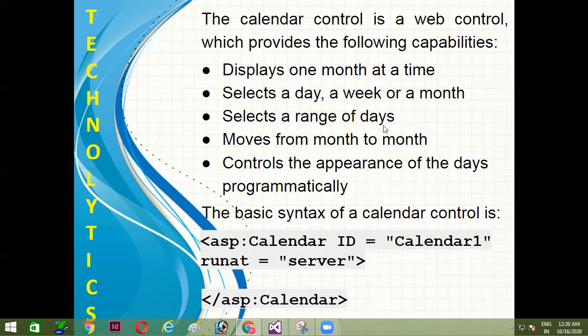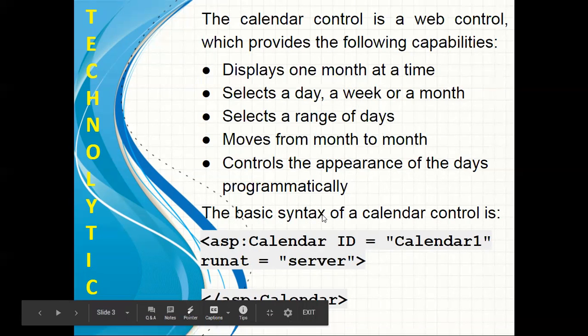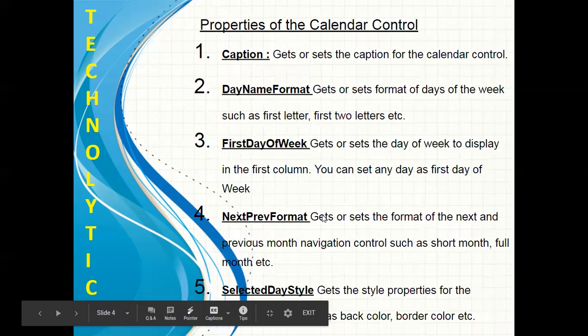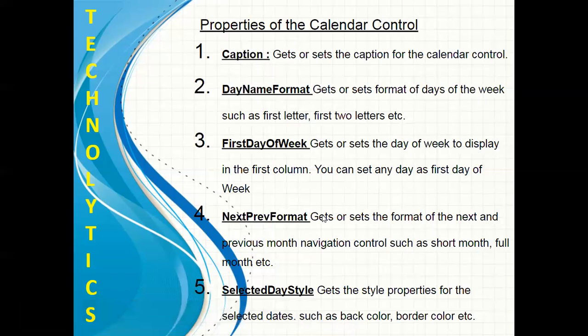The basic syntax of a calendar control is ASP colon calendar ID equal to calendar1 run at equal to server, and you can close this particular tag. Next, we are going to see the properties of the calendar control.